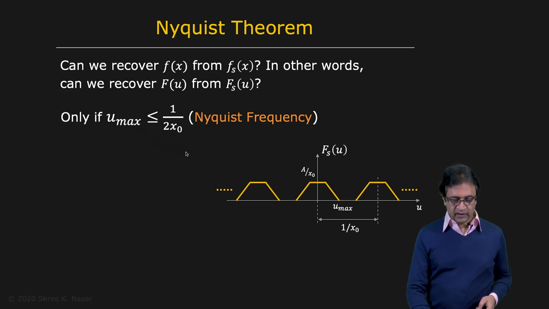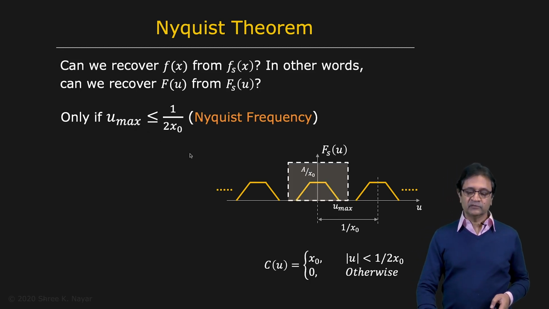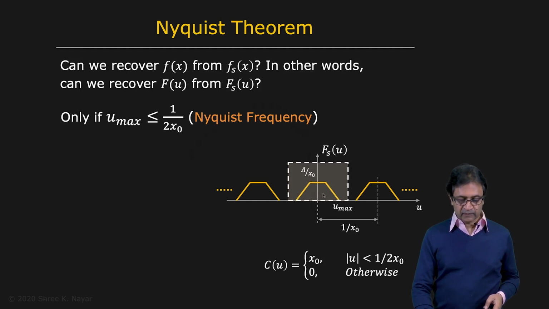So let's say that the signal is well sampled. And so now what do we do? Well, what we're going to do is cut out one of these copies that we have right here. And that's very easy to do. You construct this function right here, C of u equal to x, when u is less than 1 over 2 x0, that is, it's x in this range right here, and 0 otherwise.